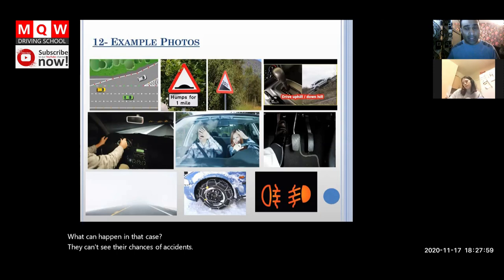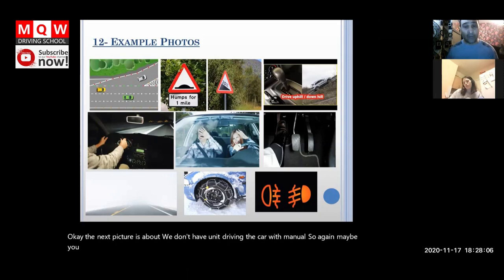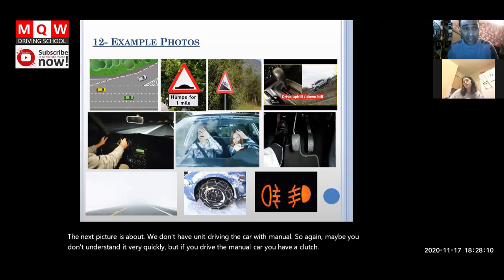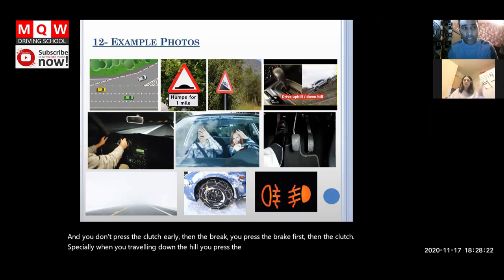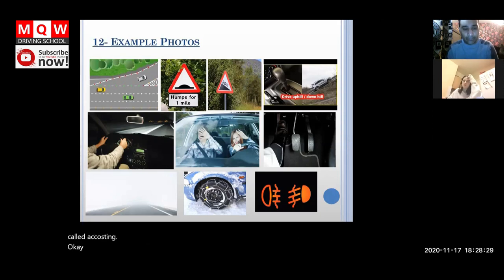The next picture is about driving a car with a manual gearbox. Maybe you don't understand it very quickly, but if you drive a manual car, you have a clutch, and you should not press the clutch earlier than the brake. You press the brake first, then the clutch. Especially when you're traveling down the hill, if you press the clutch down, this is not safe. This is called coasting. So this is not good for the car.